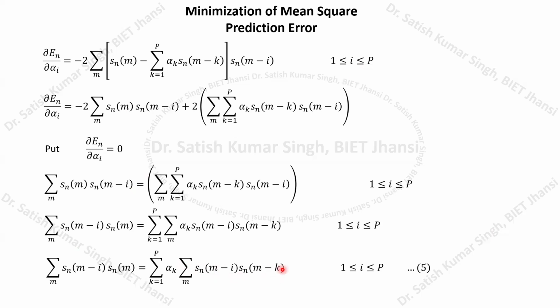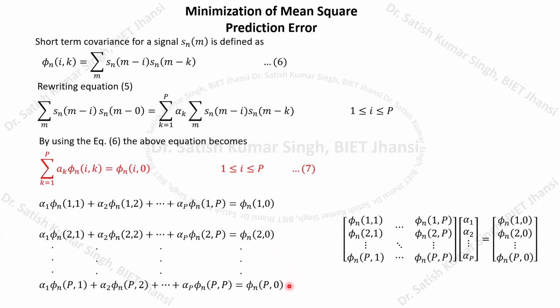Now this particular summation is actually the definition of the covariance, right? So we can define this as the covariance, which is known as the short time covariance of a signal Sn m. Normally this equation is defined as the covariance. So the definition of the covariance is phi n i comma k, which equals the sum over m of Sn m minus i into Sn m minus k.